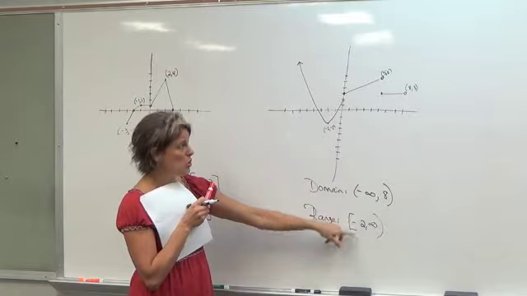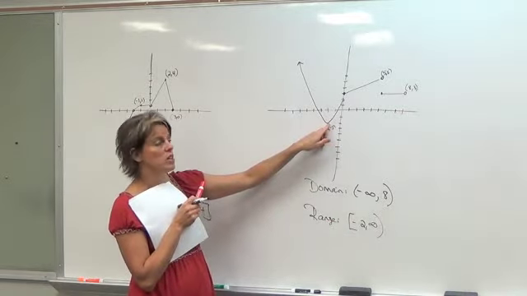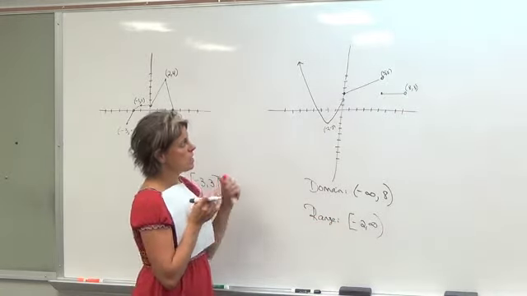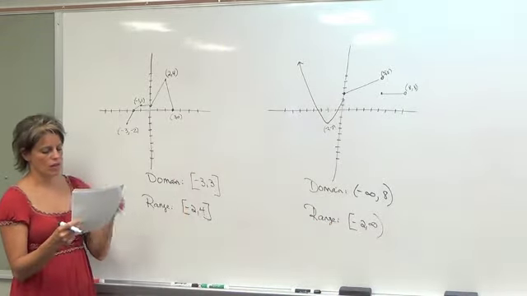Why is this one closed? Again, there's a solid point right there. There's no open point, so I'm including the point -2. So that's how you find domain and range given the graph.